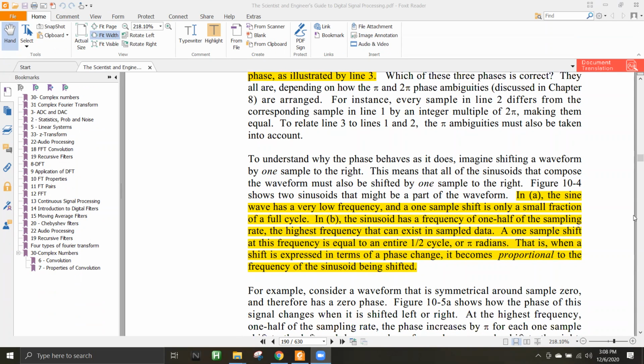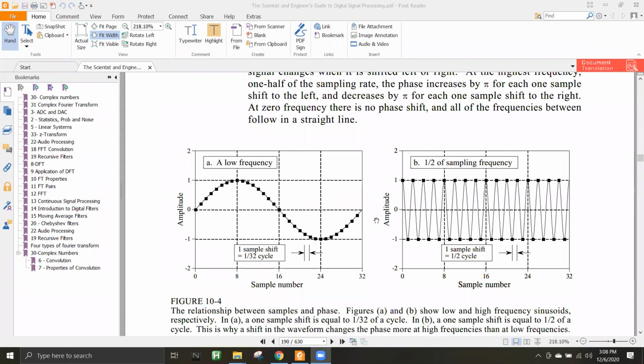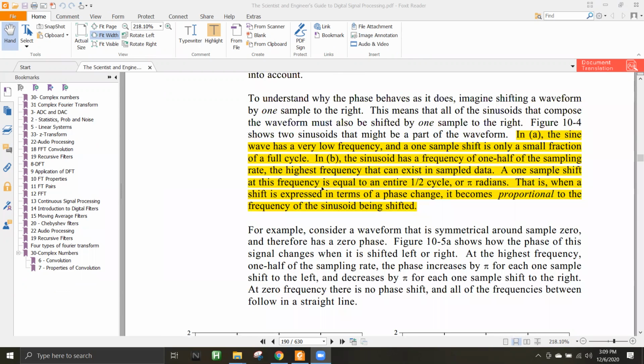The basic thing being said here is that shifting one sample to the right will have different effects for these two signals. For the one having low frequency, if you shift one sample to the right, it would be equivalent to changing the cycle by 1 by 32. But for the other, if you shift one sample to the right, it would be a large change in the cycle. It would be almost equivalent to a half cycle change. So this is what is being said in this part.